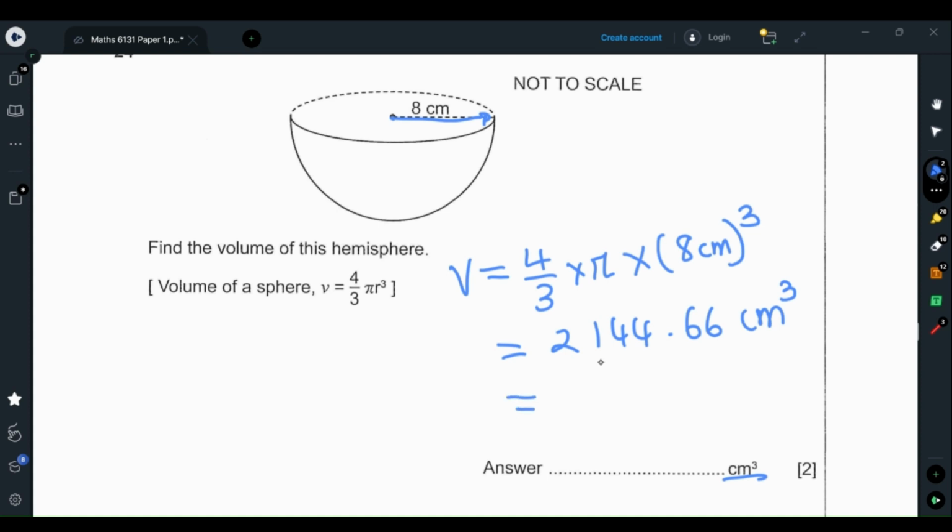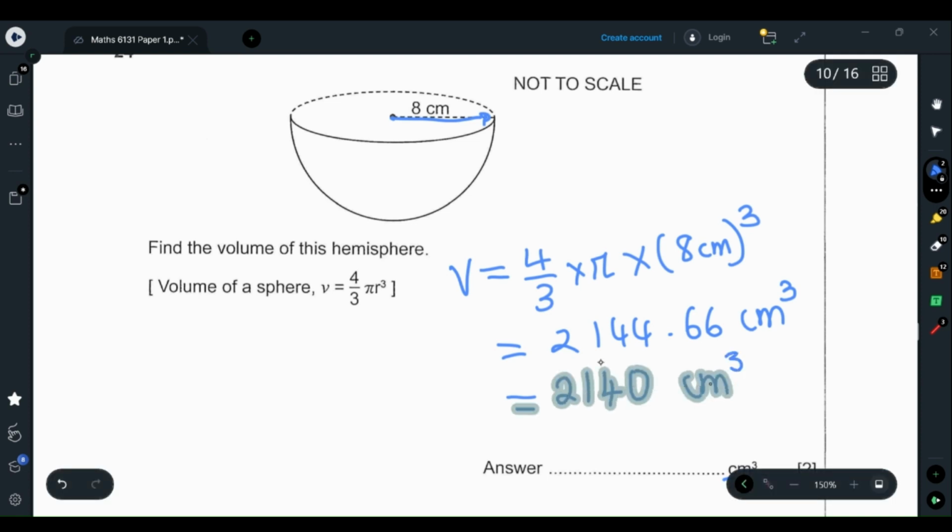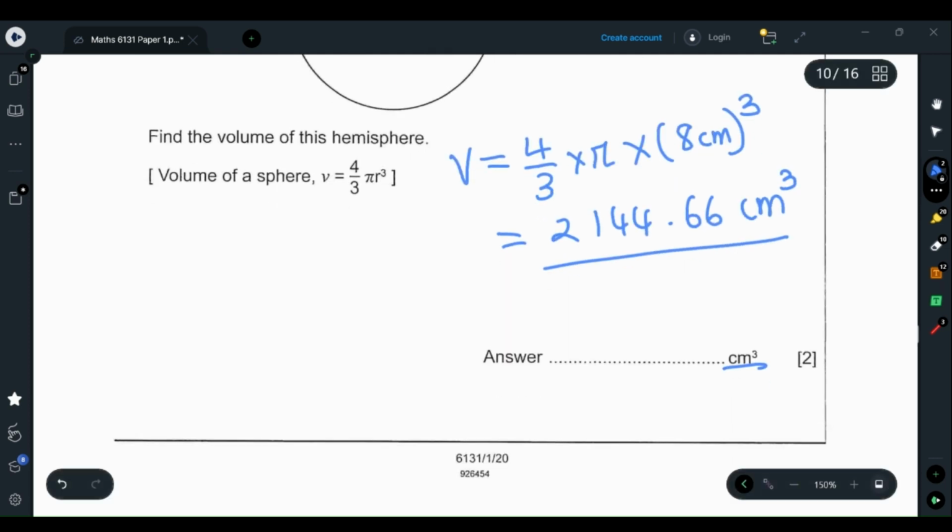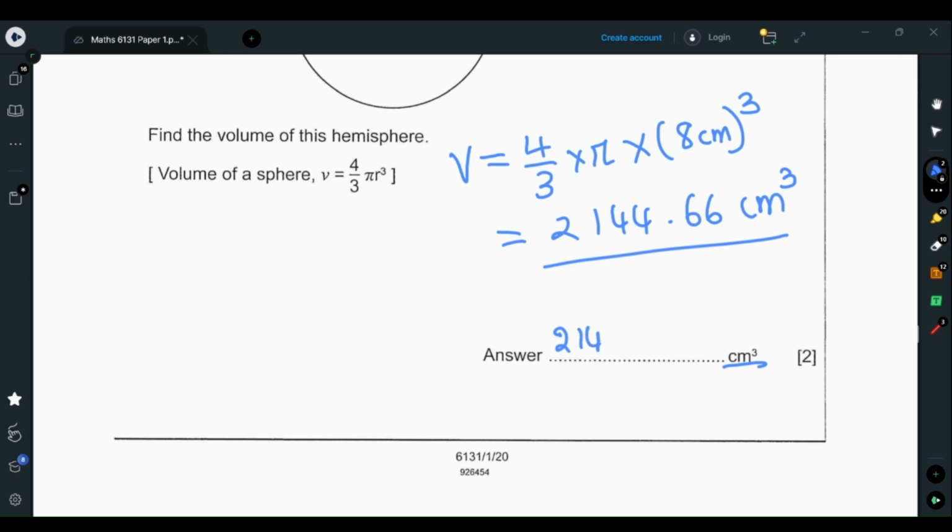To 3 significant figures, this becomes 2140 cubic centimeters. Not necessary to do this though. Just leave this as the final answer.